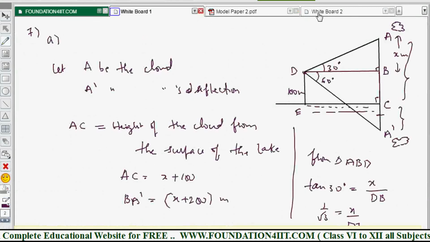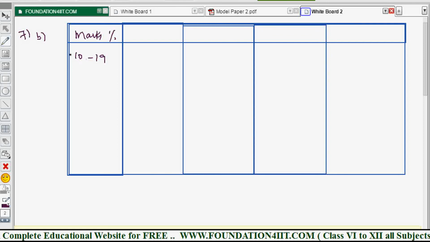Same table I am taking. 20 to 29 and 30 to 39. It's given like this. Then 40 to 49 till 89 is given: 50 to 59, 60 to 69, 70 to 79, and 80 to 89. Okay, this is the data. And this one you can convert into exclusive case.